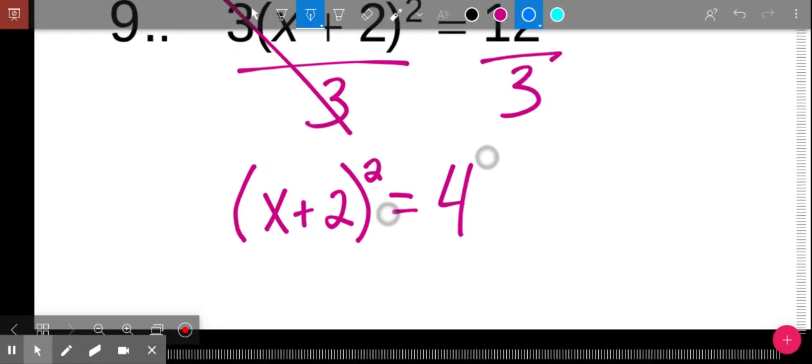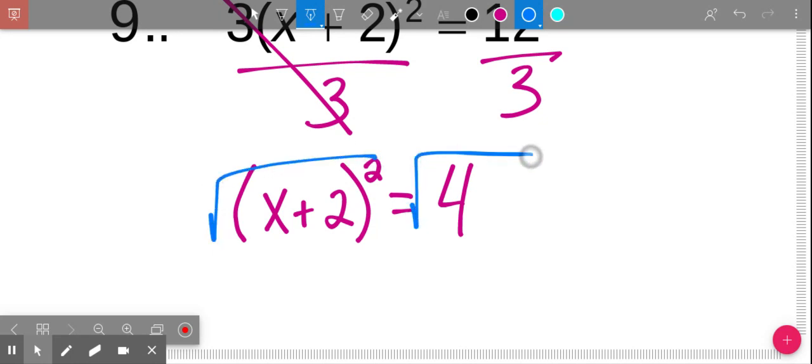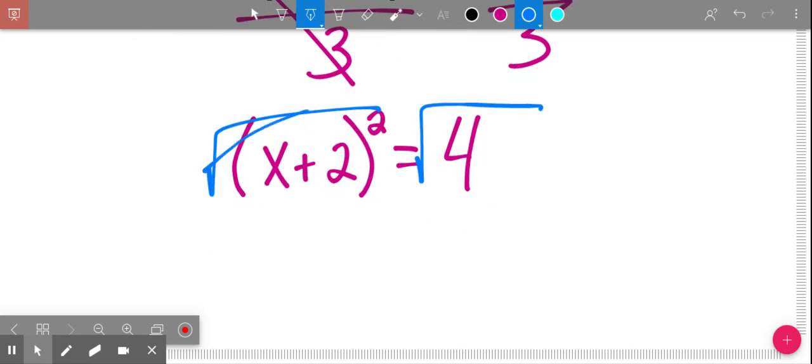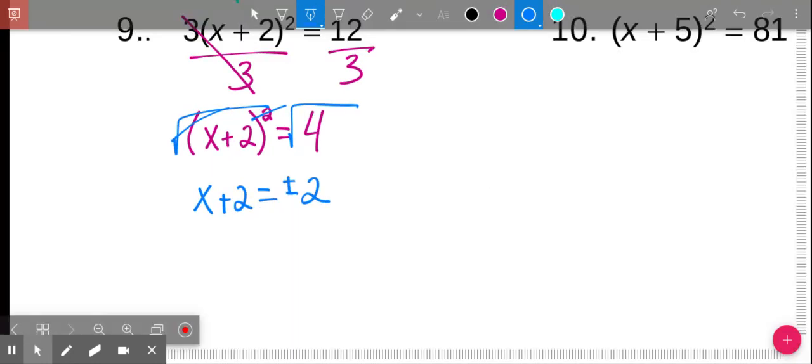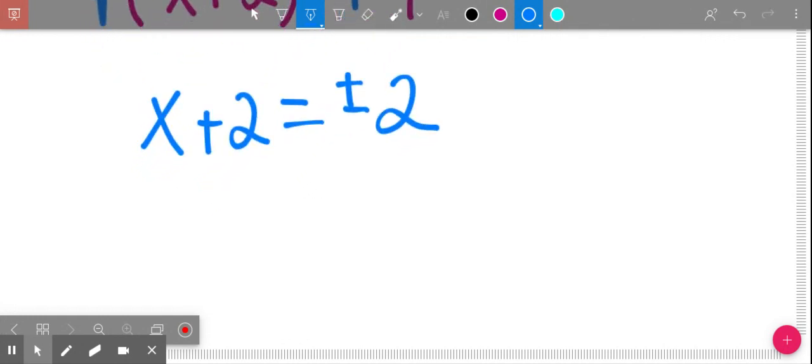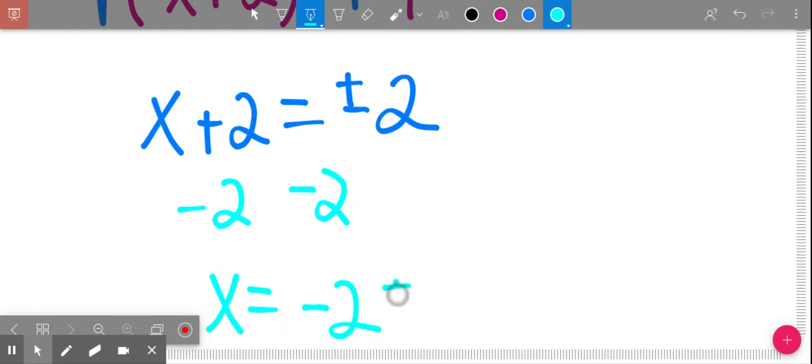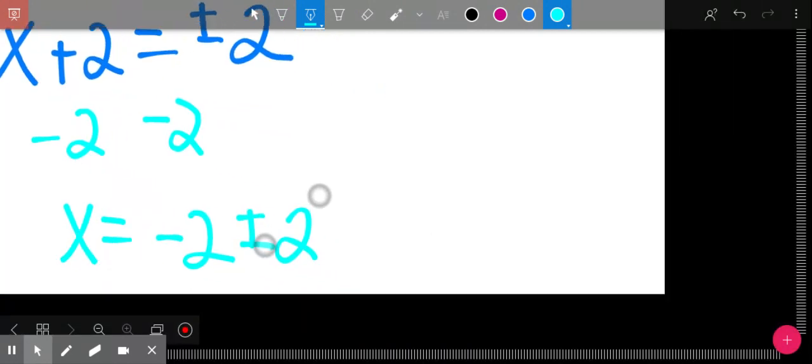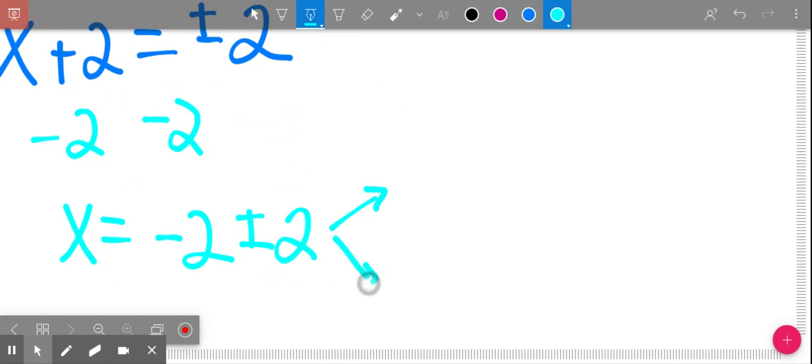Now we get to get rid of our squared, so we're going to take the square root. The square root and the square cancel, and we'll have x plus 2 is equal to the square root of 4, which is plus or minus 2. Now we have to get rid of that plus 2, so we're going to subtract it over. And we'll have x is equal to, we cannot combine, remember, so we'll have negative 2 plus or minus 2. And this is where we get to split it up into our 2 separate answers.